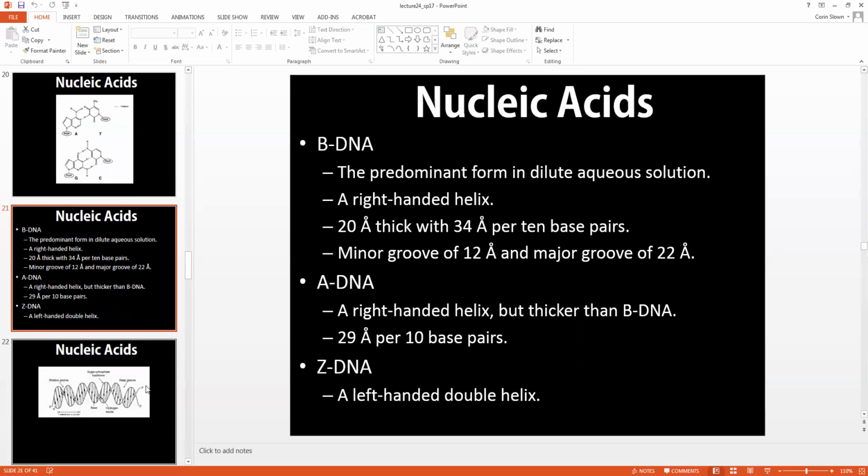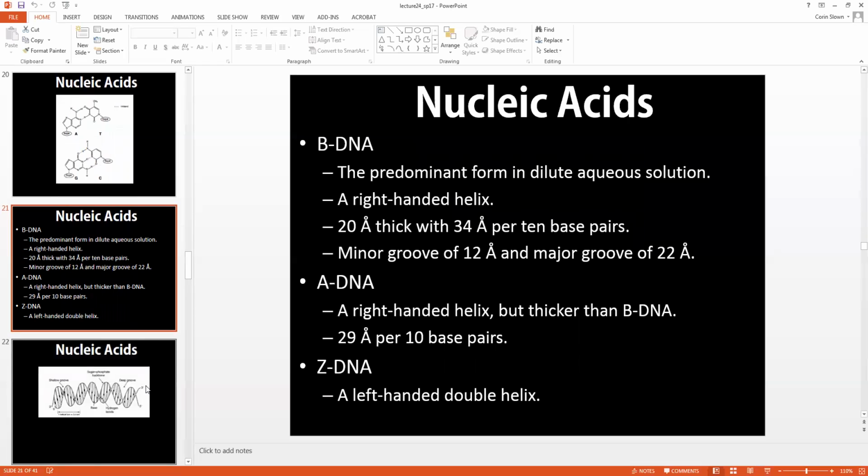The other piece of information that's really important here is to clarify a misconception. There's more than one type of DNA. There's B-DNA. This is the predominant form in dilute aqueous solution. So this is a right-handed helix. It's 20 angstroms thick with 34 angstroms per 10 base pairs. The minor groove is 12 angstroms and the major groove is 22 angstroms.